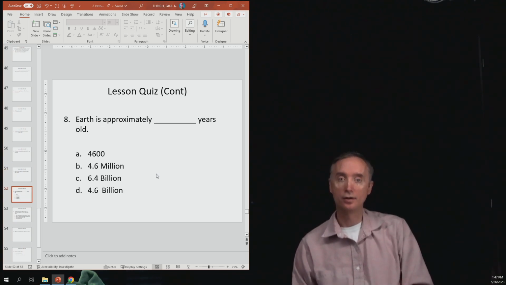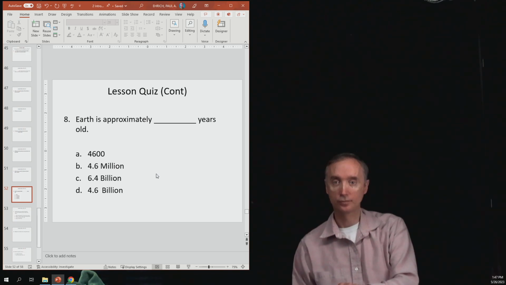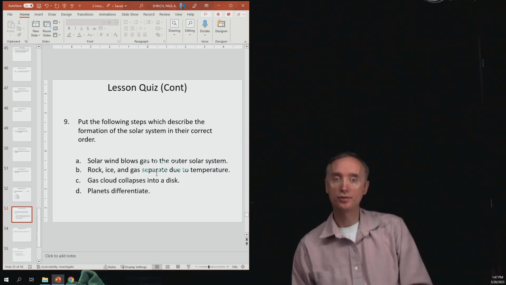Question number 8. Earth is approximately how many years old? So from a scientific standpoint, it's about 4.6 billion years old. Number 9, put the following steps which describe the formation of the solar system in the correct order. So what would have been the first thing that would have happened? The gas cloud would have collapsed into a disk.